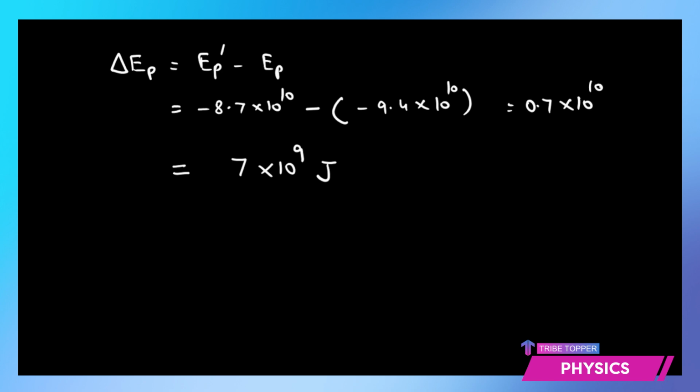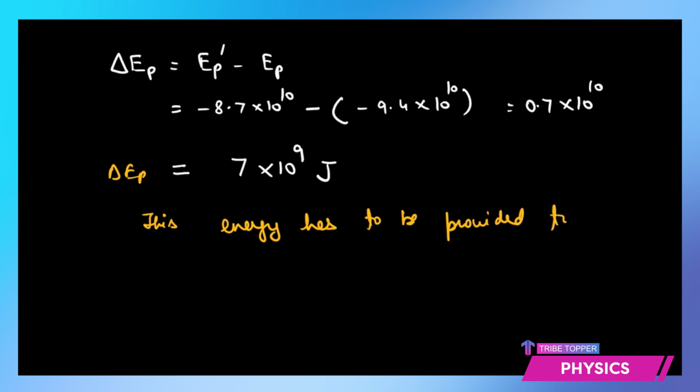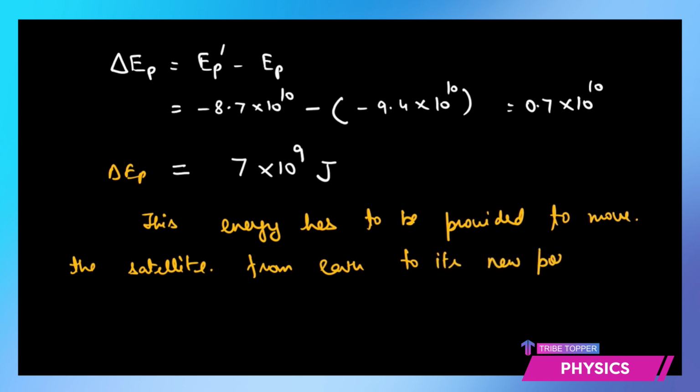So this much is the energy. This difference is actually what energy? This is the energy that has to be provided to the satellite to move it. Because when you're moving the satellite, obviously you have to provide that energy. Work has to be done. So this energy has to be provided to move the satellite from Earth to the new height or to its new position.